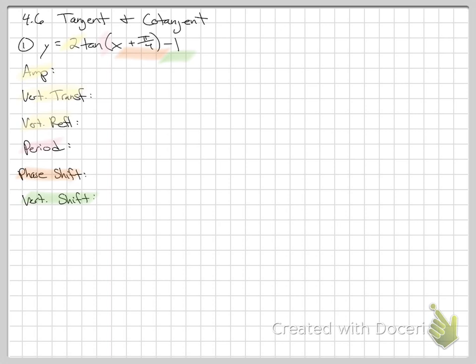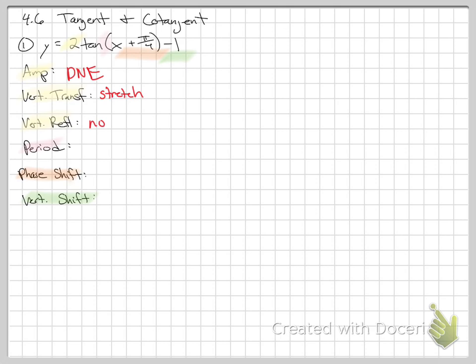Okay, tangent, just like secant and cosecant, does not have an amplitude. This does not exist. We probably won't ask you for it, but just in case, amplitude does not exist. It does have a vertical transformation because there's a 2 in front of it that's stretched vertically. It already says vertical on the answer blank, so I'm good with stretch. It is not negative, so there is no vertical reflection.